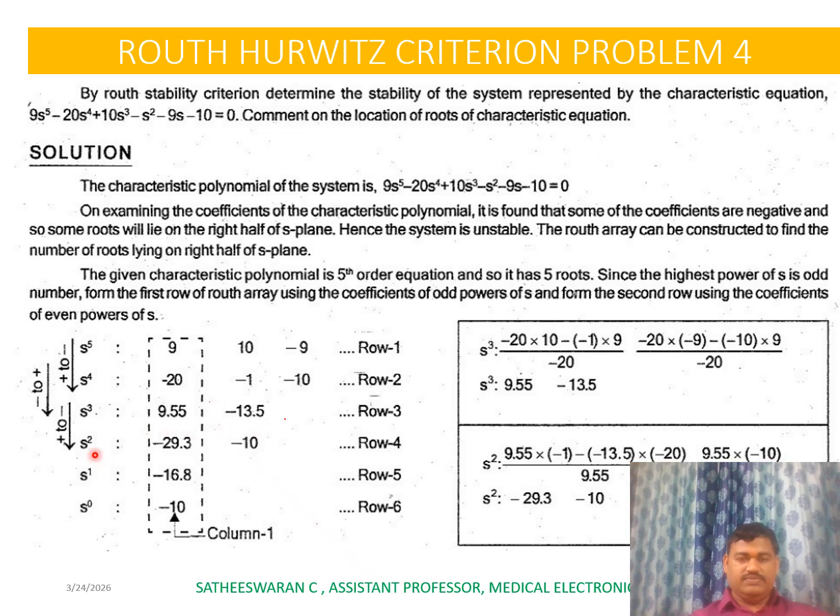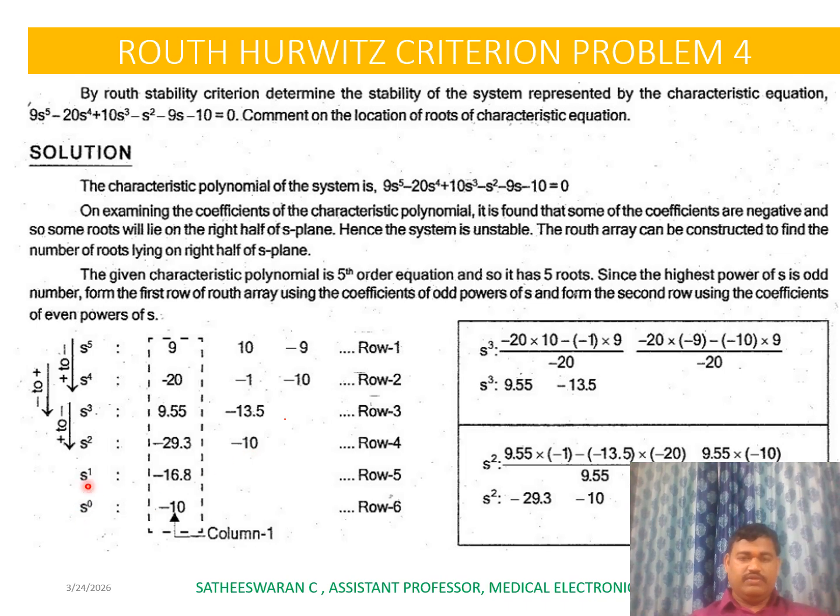We have to compute s power 2. S power 2 can be computed using 9.55 into minus 1 minus of minus 20 into minus 13.5, divided by 9.55. This is nothing but minus 29.3. We have to write minus 29.3 here. Similarly here, 9.55 into minus 10 minus 0, divided by 9.55, value minus 10. So minus 29.3, minus 10.